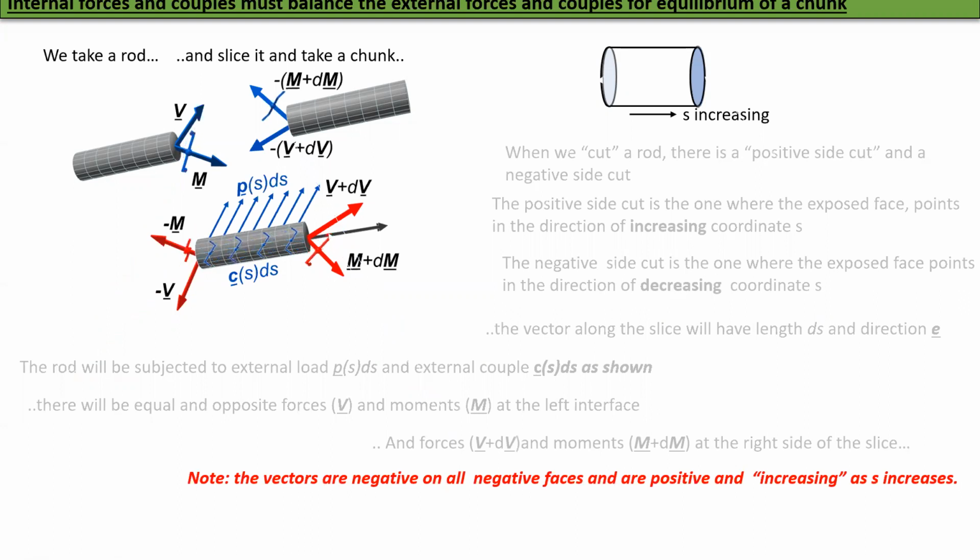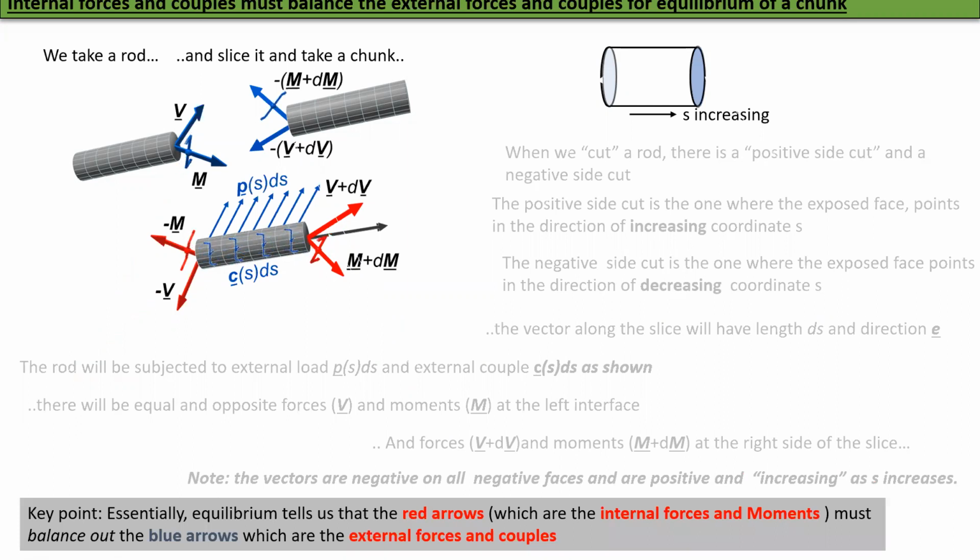Okay. The vectors are all negative on all the negative faces, irrespective of whether it's a cut section or the remaining section. Vectors are always positive on the positive faces. This is how our sign convention for faces works. The key point is the following. Equilibrium tells us that the red arrows, which are the internal forces and moments, must balance out the blue arrows, which are the external forces and couples. Here, I don't mean blue arrows on the cut piece, I mean blue arrows on the chunk. Everything I'm talking about is for the chunk.